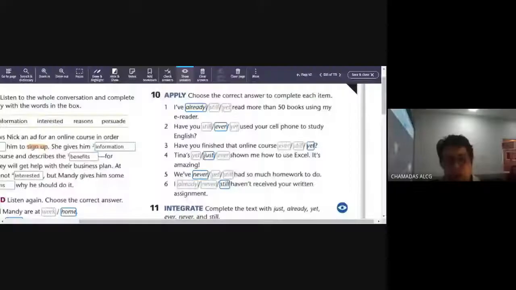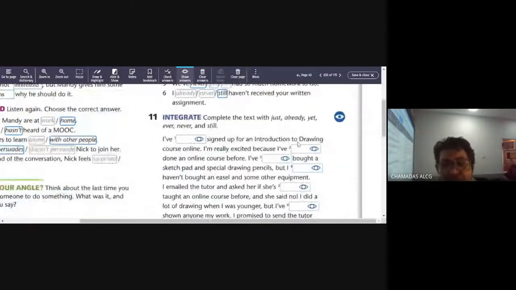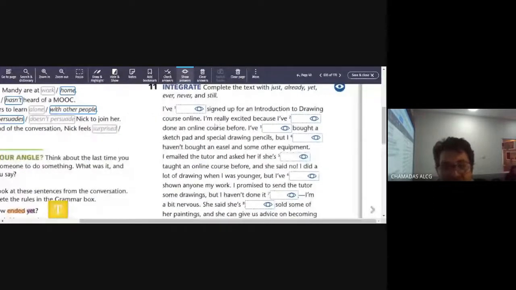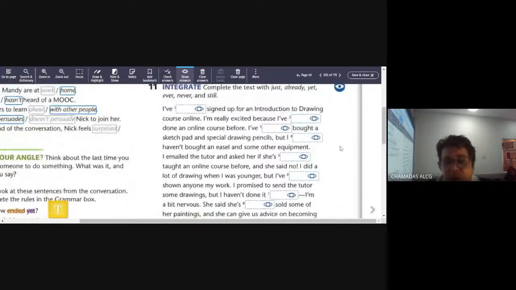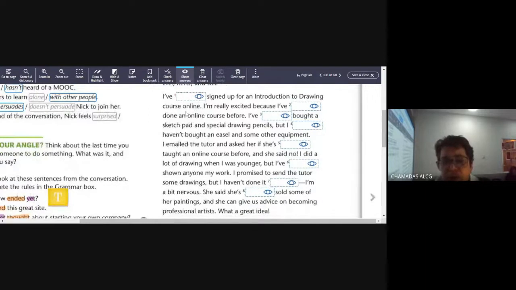So here we are. Now, the second part here is very simple. All we have to do is complete with just, already, yet, ever, never, and still. As it is a paragraph, what do we usually do? We read the entire thing, ignoring the gaps, so we can get a feeling of the paragraph. And then after that, we start gap filling. Okay, so let's take a look here.